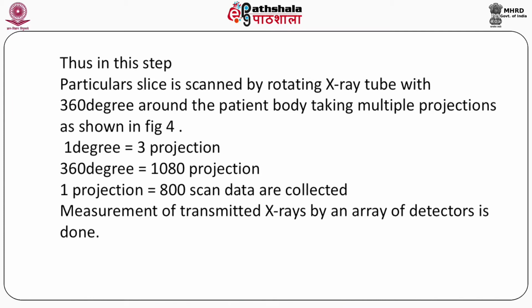Now let's see the relation between slice thickness and matrix size. Pixel size is equal to field of view upon matrix size. That means the pixel size is equal to the image size upon the matrix size. The voxel is three-dimensional, as you can see here, this is the voxel, this is the pixel. A particular slice is scanned by rotating the X-ray tube 360 degrees around the patient's body, taking multiple projections. For example, at 1 degree it takes about 3 projections, so for 360 degrees, about 1080 projections are taken.